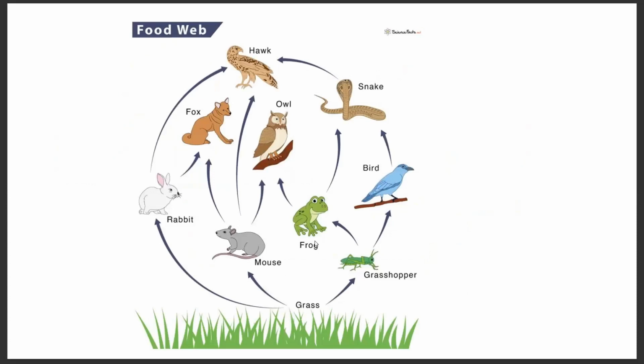But now here, for example, if we take this fox, it can depend on rabbit as well as mouse. Or it can depend on mouse or frog.